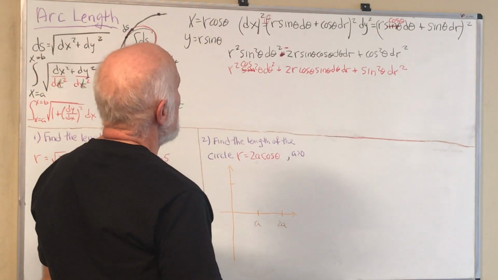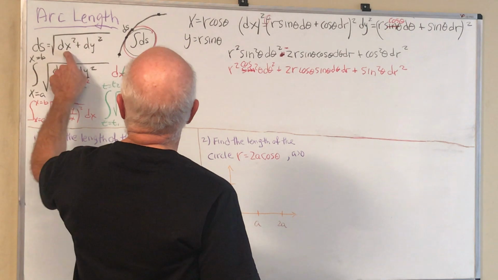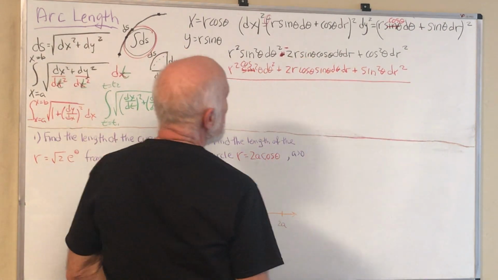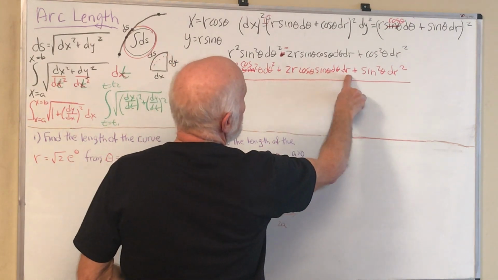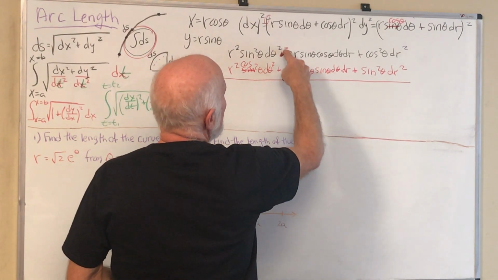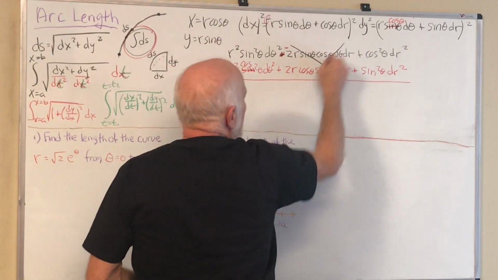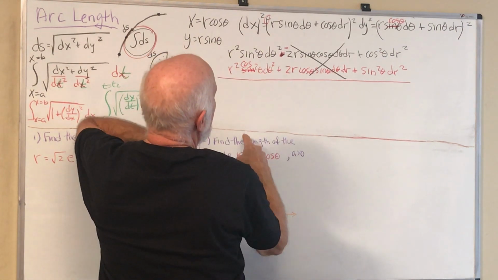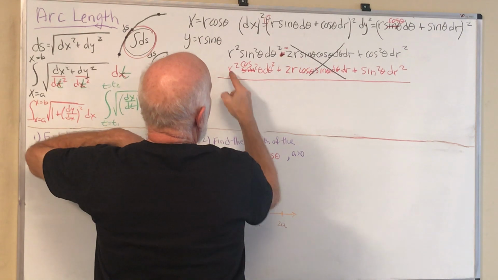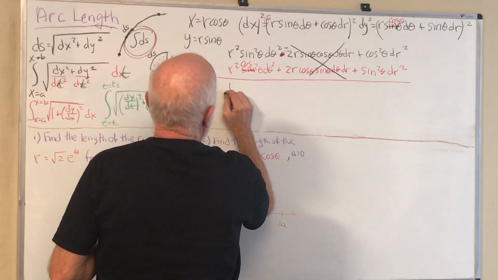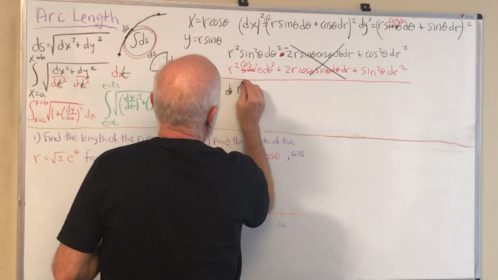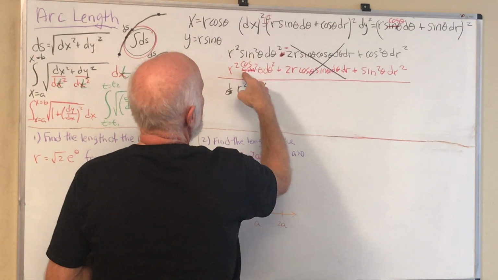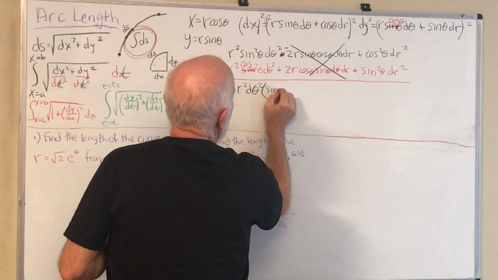So now we have to add dx squared plus dy squared. The good part is, if you look in the middle here, these are exactly the same, and this is plus and this is minus. So those two cancel out. And if we add these two together, they both have r squared and d theta squared. So we can take r squared d theta squared times sine squared plus cosine squared.